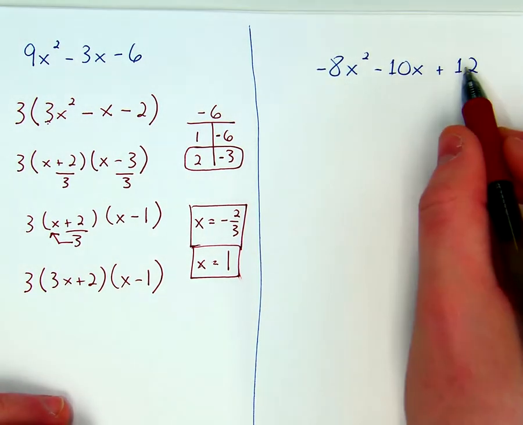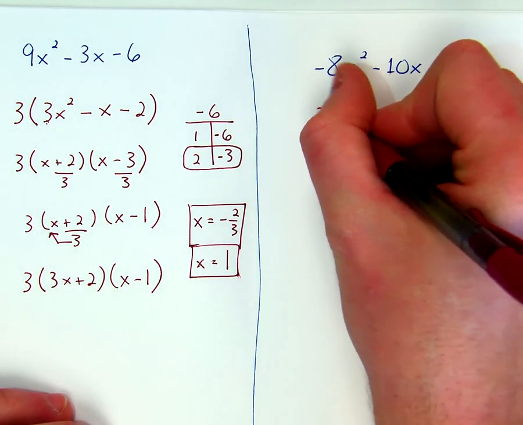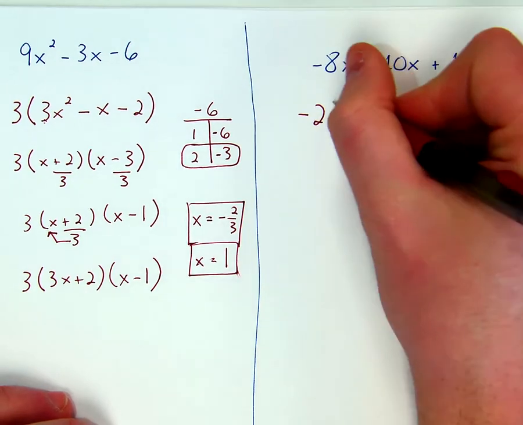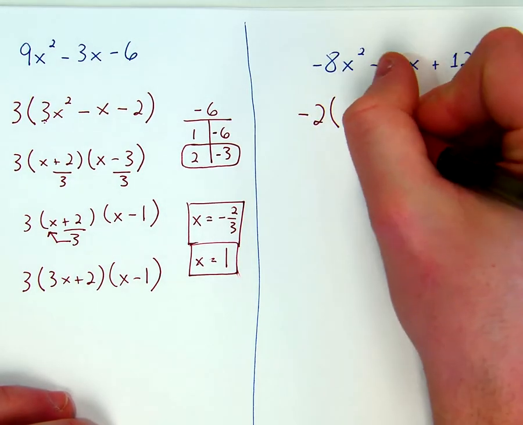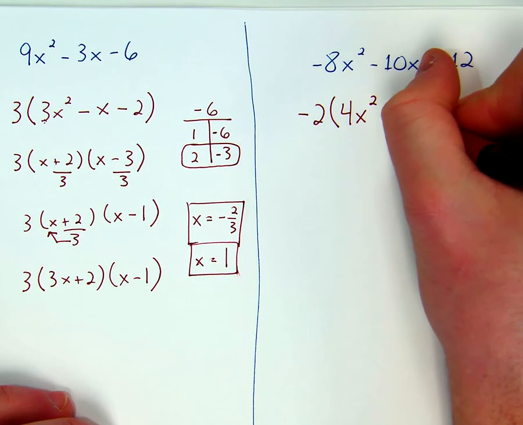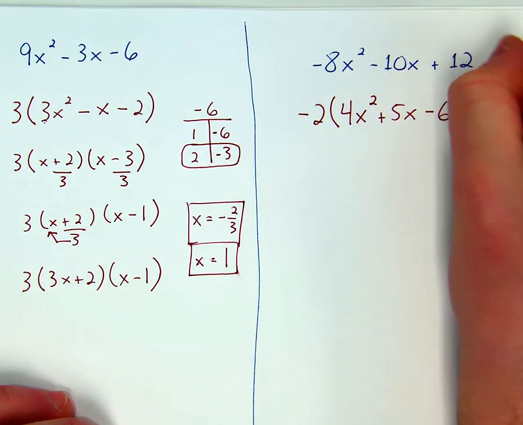Negative 8, negative 10, and 12 have a GCF of 2. In this case, I'm going to factor out a negative 2 because remember I want my a value to be positive. After I factor out a negative 2, I end up with 4x squared plus 5x minus 6.